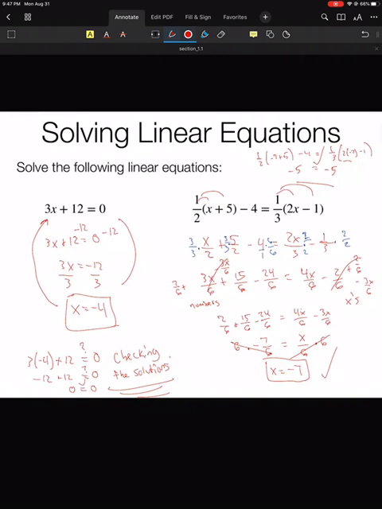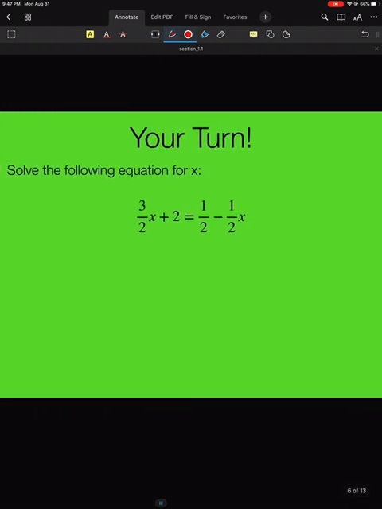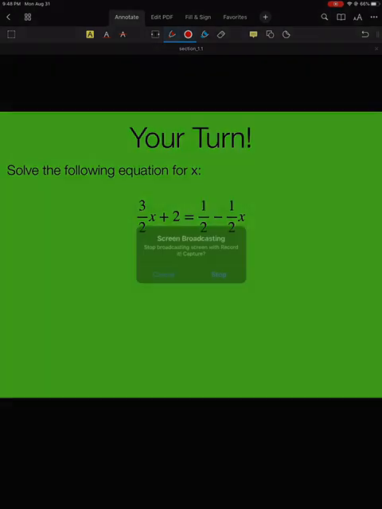Okay. Now I know that was a longer process. That would be one of the more challenging questions that you'd have in this section. So let's end this video with a your turn. It does have fractions involved, but most of the fractions are over 2, so you don't have as much work to do. So I want you to solve the following equation for x. Find the solutions to this equation.